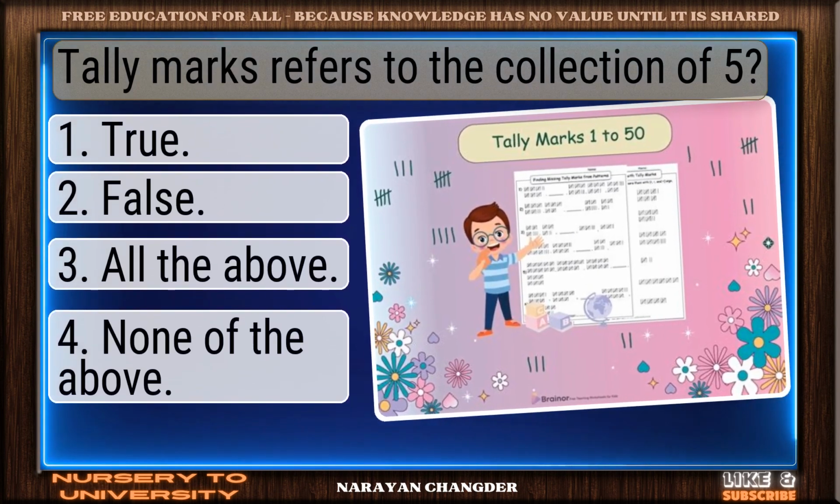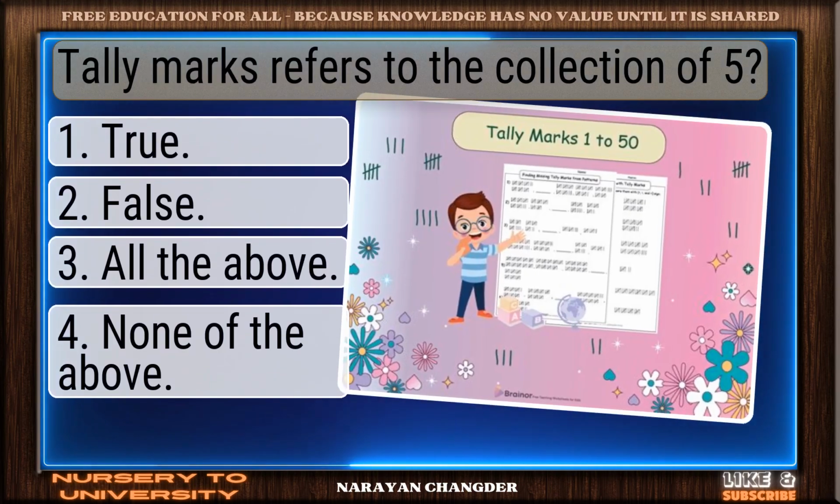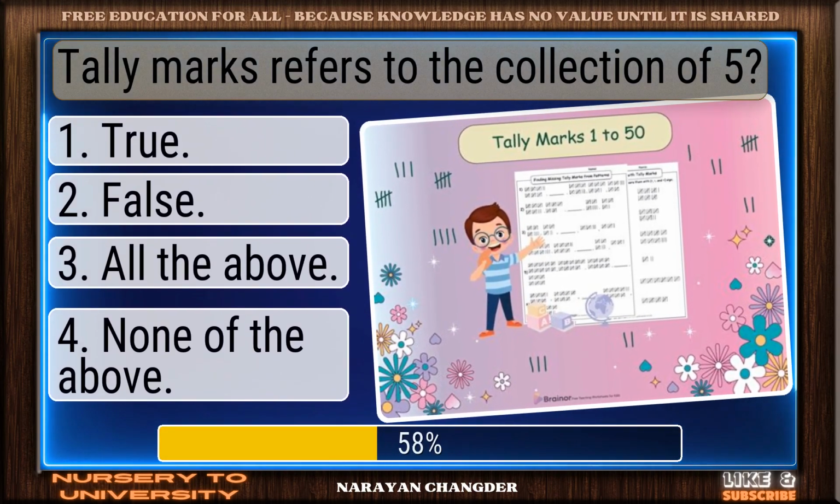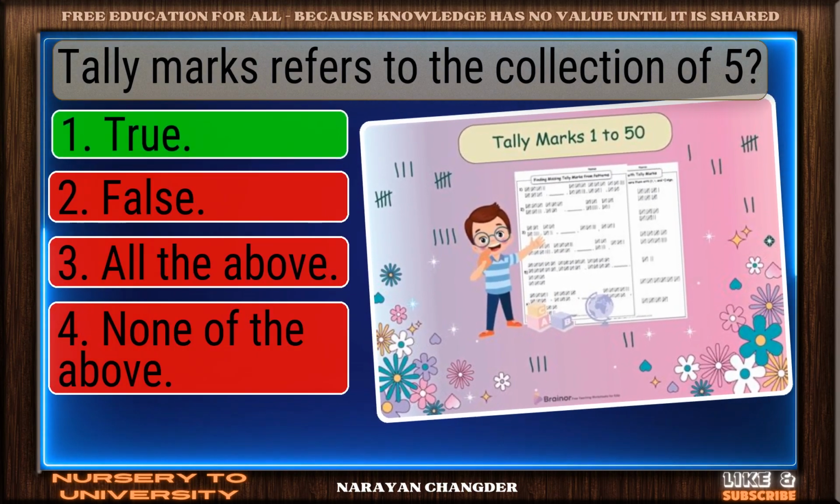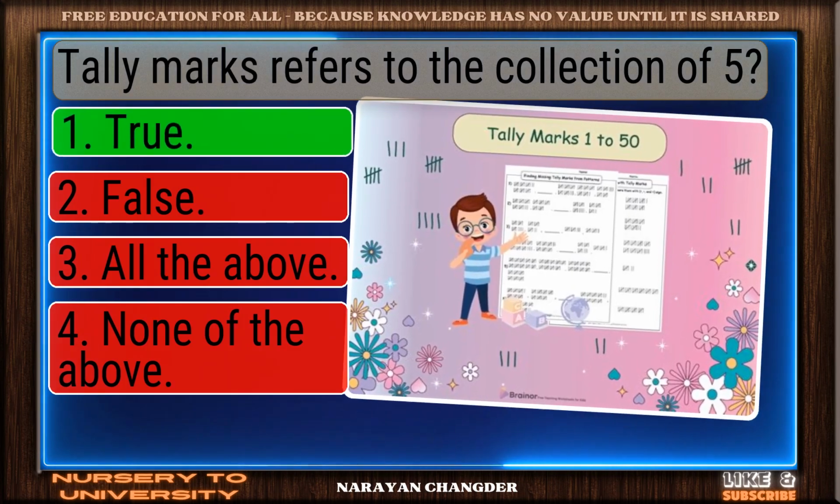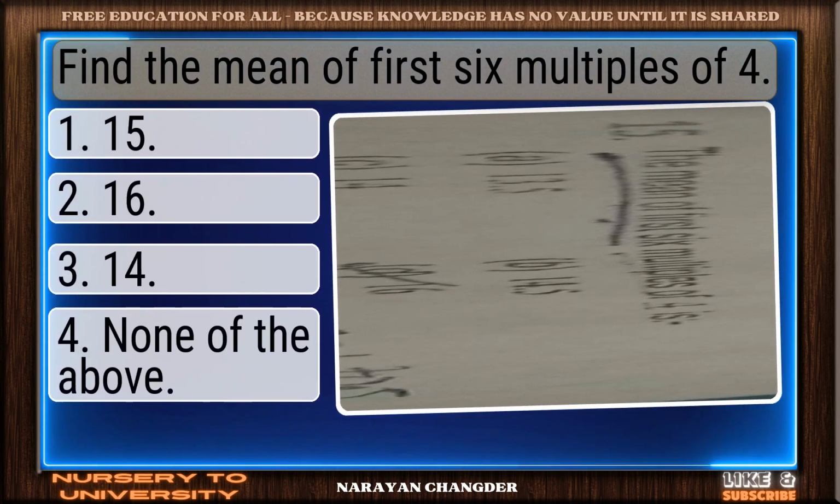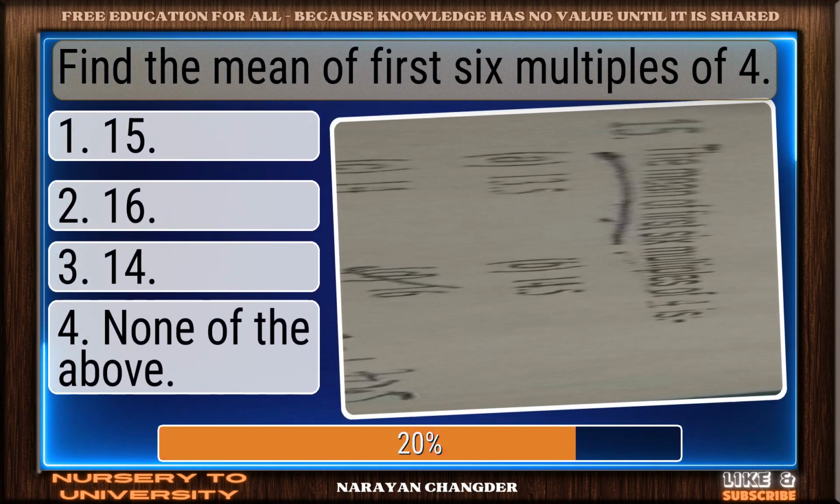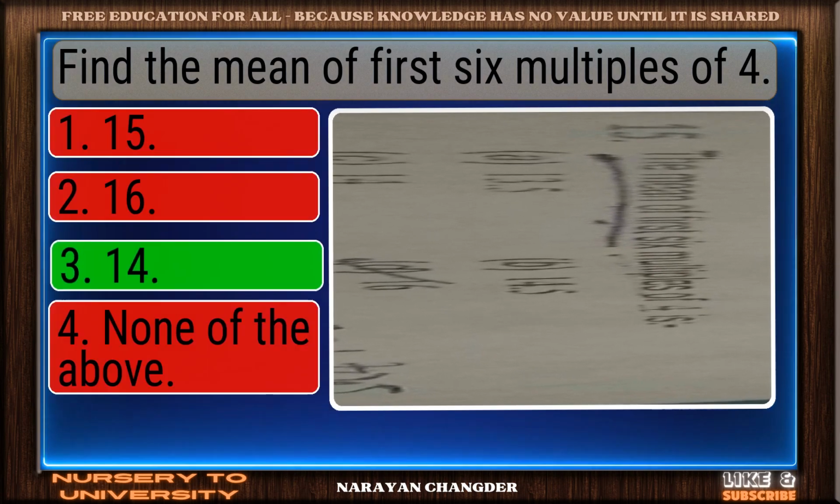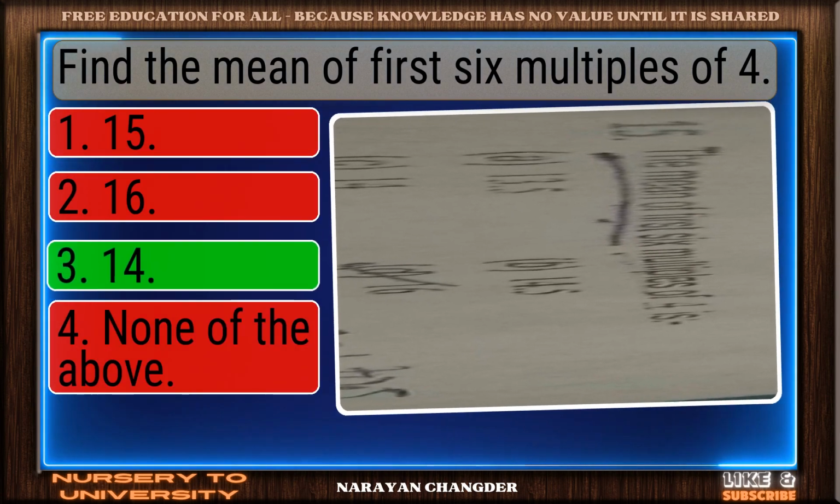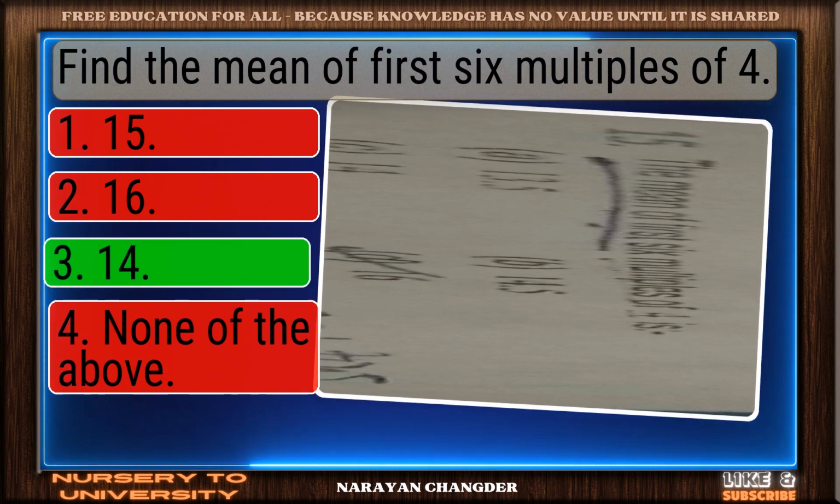Question number 221. Tally marks refers to the collection of 5. Great thinking. True is the right choice. Question number 222. Find the mean of the first 6 multiples of 4. Sharp thinking. 14 is the right choice.